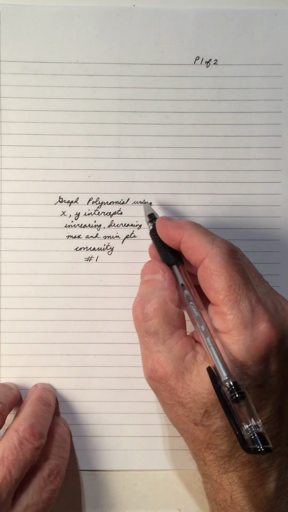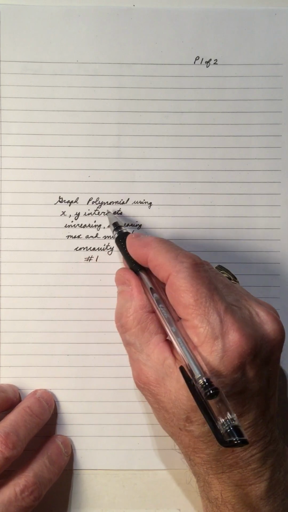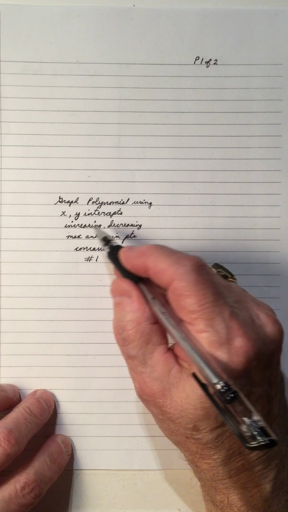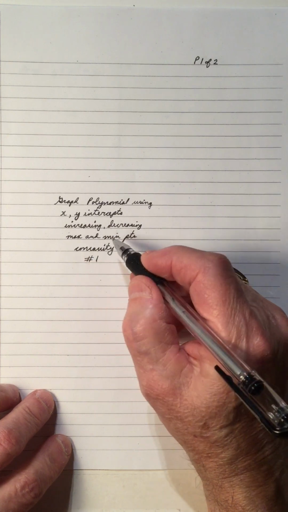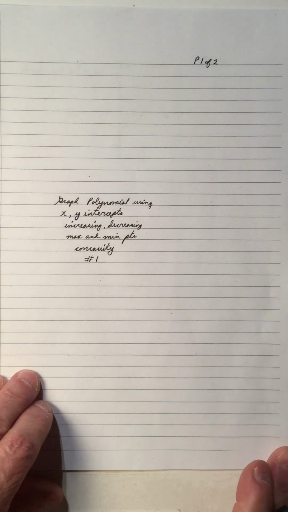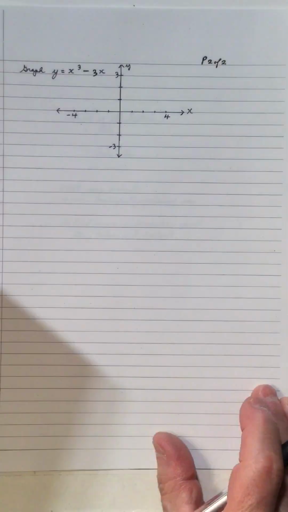Hi, welcome to my video on graphing a polynomial using the x and y intercepts, whether the curve is increasing or decreasing on the intervals, and finding the maximum and minimum points and the concavity. So here we go.